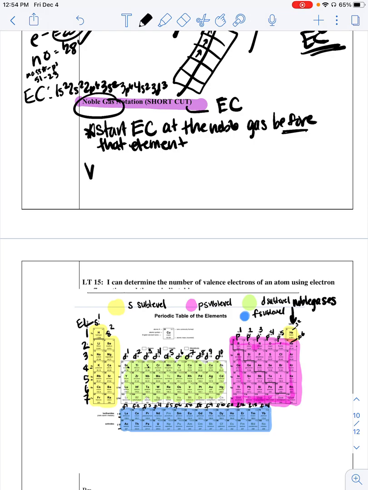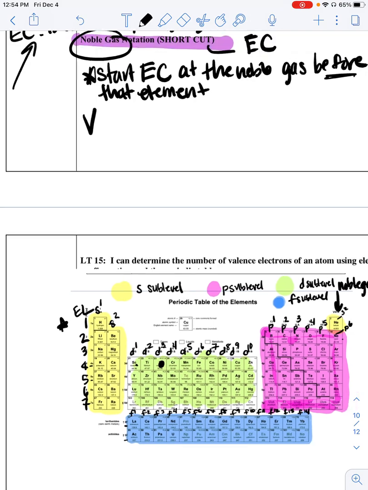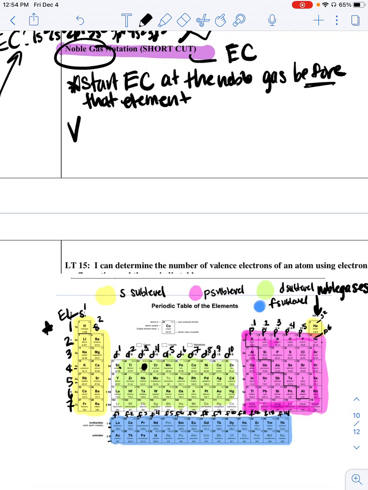So let's go back and do vanadium. Here's vanadium's long hand. Not too long, but it is long. When I look at my periodic table, here's vanadium. So instead of starting back here with 1s2, if I'm not doing an atom drawing, and I just want to know where this element is, I'm going to find the noble gas. Again, that's this family here. The noble gas before vanadium was argon.